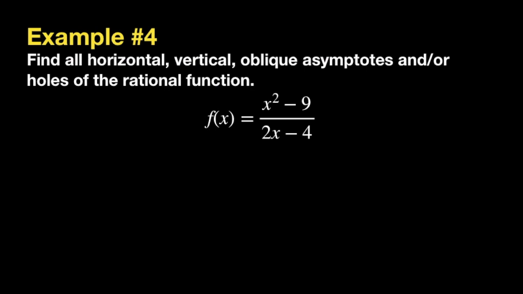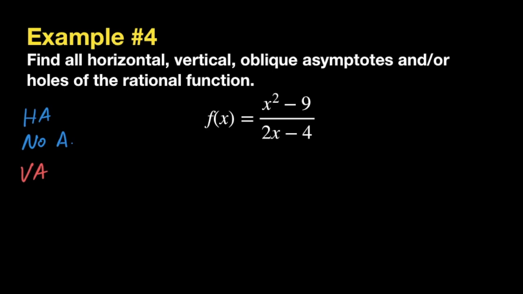So for this problem, you have to find the horizontal, vertical, oblique, and or holes. So we're going to start with the horizontal. Based on the definition that we had, because this numerator is greater than the denominator, we have no horizontal asymptote. So we're going to put no asymptote, right?